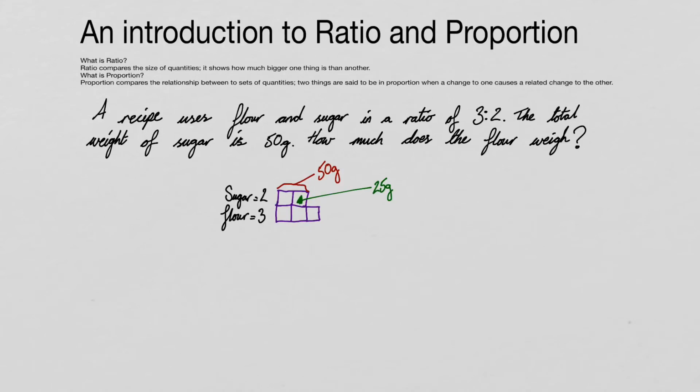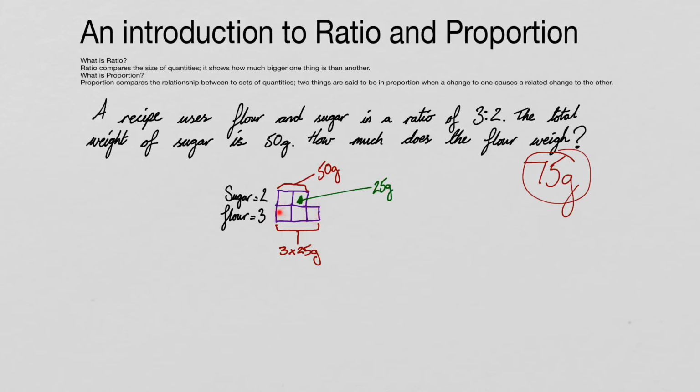Now the important thing to remember here, if this box is worth 25 and this box is worth 25, so is this one, so is this one, so is this one. So our flour, which is this section here, which is 3, is going to be 3 times 25 grams, which gives us 75 grams. So our flour weighs 75 grams. That's our answer, and this here is the best way to work it out.